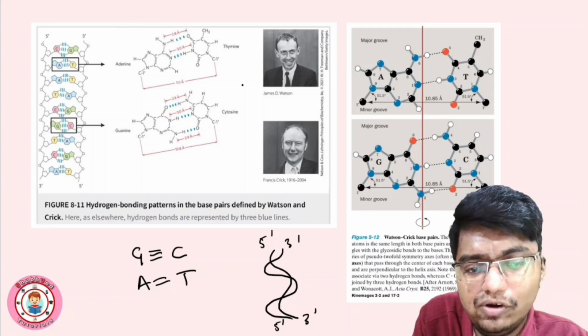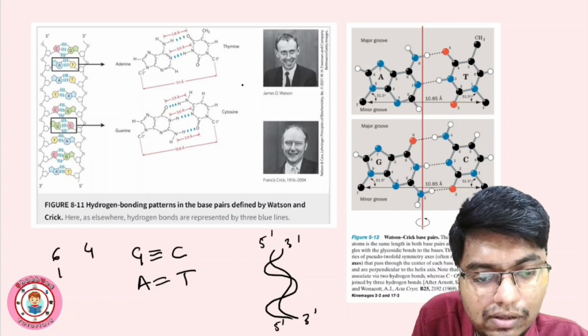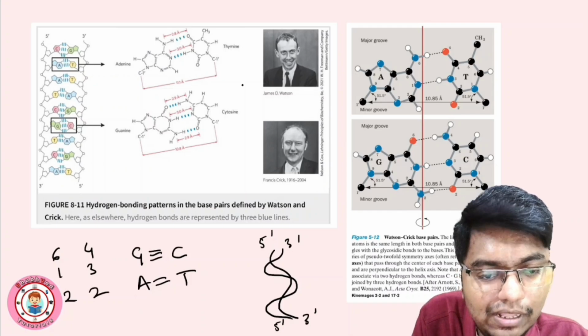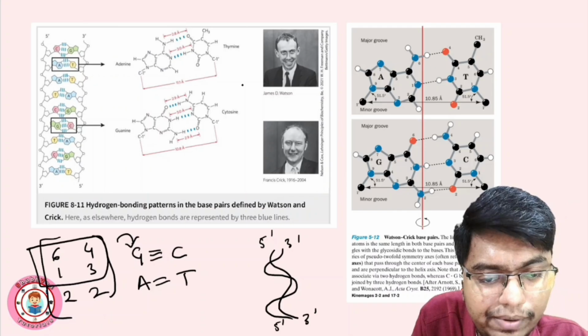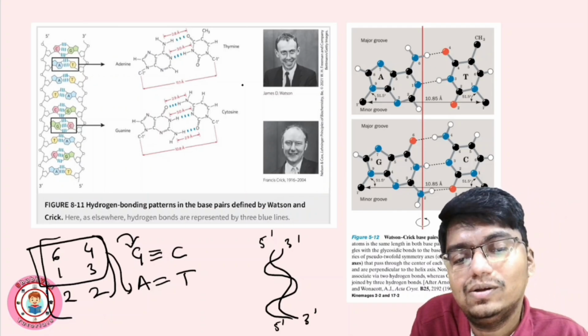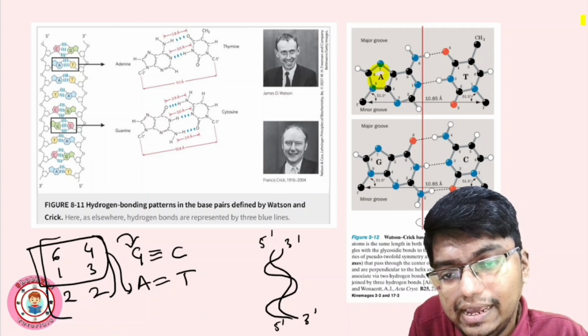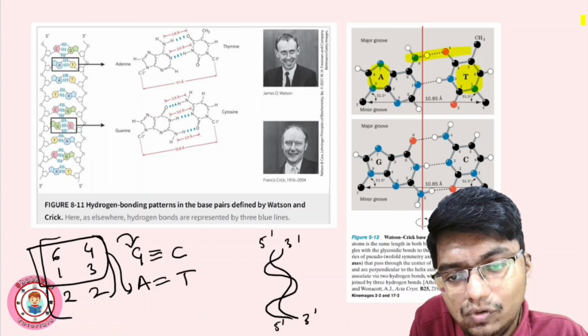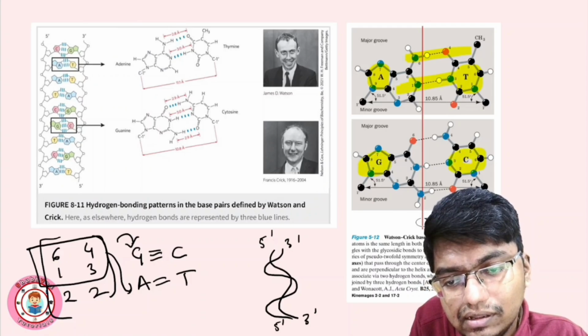So positions of hydrogen bonds formed, you have to note 6, 4, 1, 3, 2, 2. Now all these three are present in GC, but 6, 4 and 1, 3 present in AT. Okay, you can see here A and T, 6, 4, 1, 3, right? And in the case of GC, 6, 4, 1, 3, 2, 2.